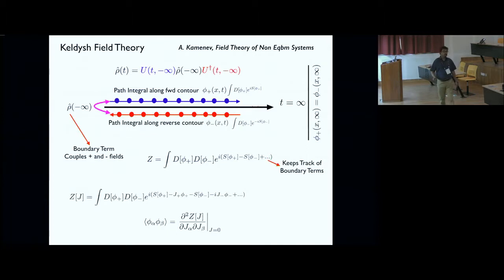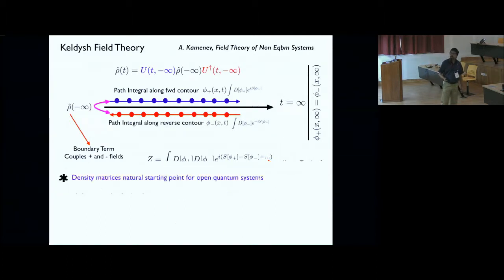And then you can do whatever you do in field theory. You can put sources on the plus and minus fields separately. Then you can calculate all sorts of correlators by taking derivatives with respect to sources. Most of the things that you do in a standard field theory go over here, with the fact that you have two kinds of sources and so on and so forth.